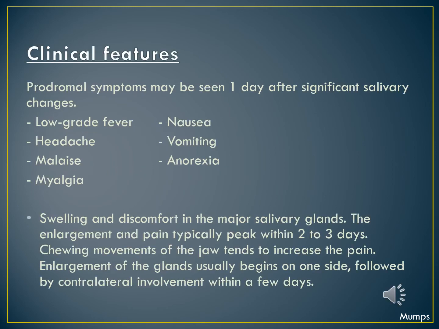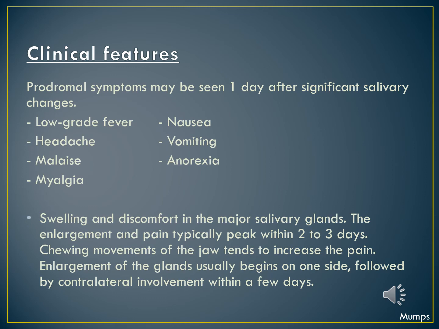So next we'll be moving on to the clinical features of mumps. So what is mumps? Mumps is basically the swelling of the salivary glands, mainly affecting the parotid gland. The prodromal symptoms may be seen one day after significant salivary changes, which are low-grade fever, headache, malaise, myalgia, nausea, vomiting, and also anorexia. So mumps is basically swelling and discomfort in the major salivary glands.